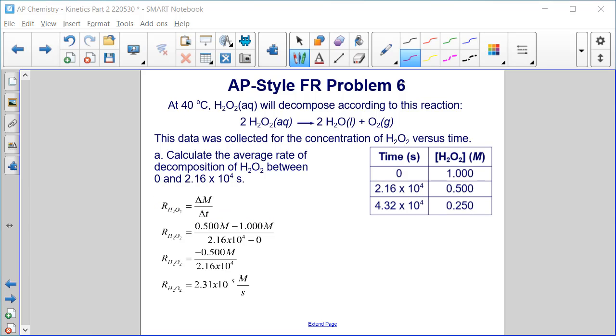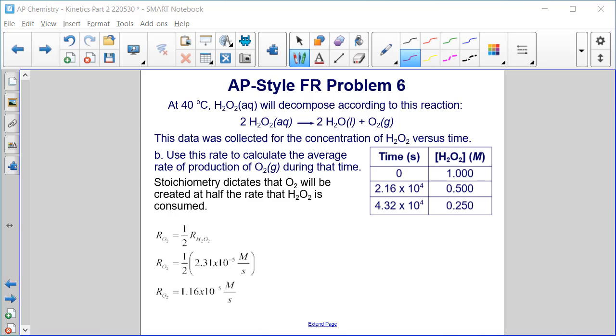seconds. Part A, calculate the average rate of decomposition of H2O2 between time 0 and this time here, 2.16 times 10 to the 4th. So the rate is just the change in concentration with respect to time. So I have the change in concentration 0.5 minus 1 over the change in time 2.16 times 10 to the 4th minus 0. And then remember that it's the rate of disappearance, which is why we have this negative, because the concentration is decreasing. But the absolute value of the rate, 2.31 times 10 to the minus 5 molarity per second.